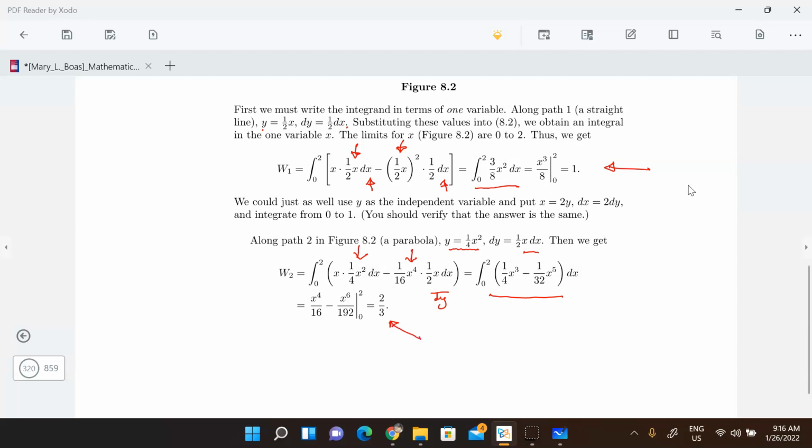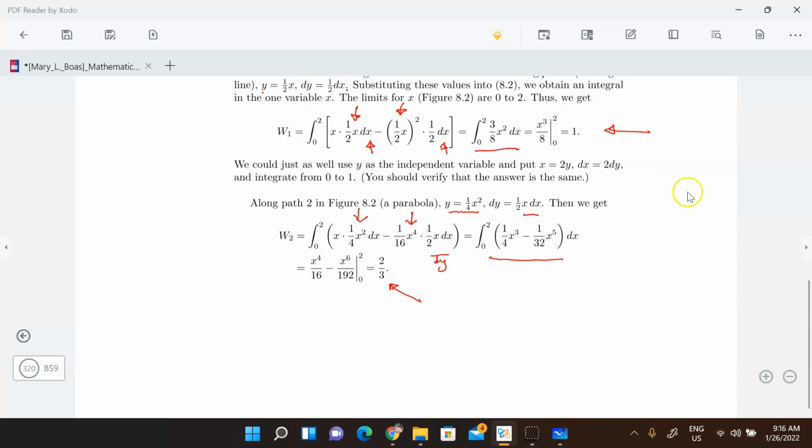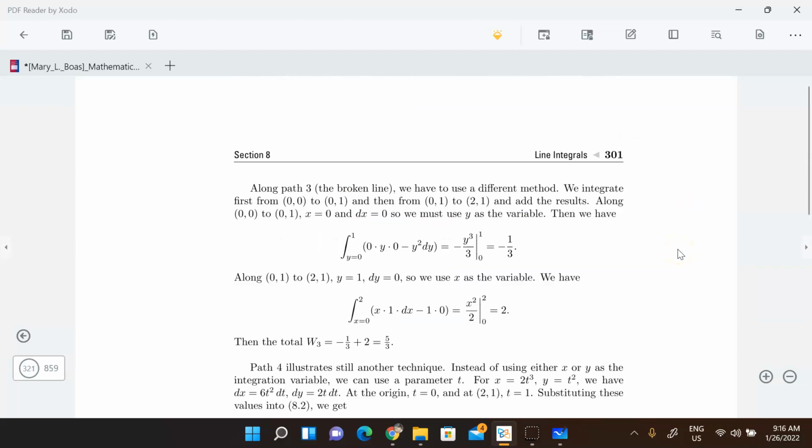Okay, so this is a crucial point at the moment. We are using two different paths, and we get two different answers. Okay. So next, we also need to demonstrate how you can break up your path. Your path may consist of several segments.